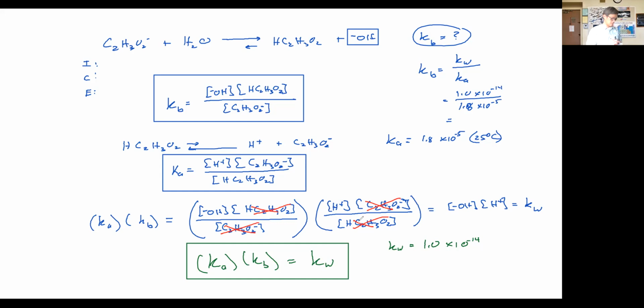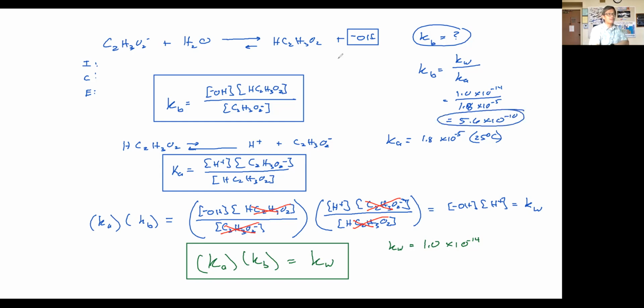So let me go ahead: 1 times 10 to the minus 14 divided by 1.8 times 10 to the minus 5. Okay. So Kb for this process then is going to be 5.6 times 10 to the minus 10. And that is how we get Kb.